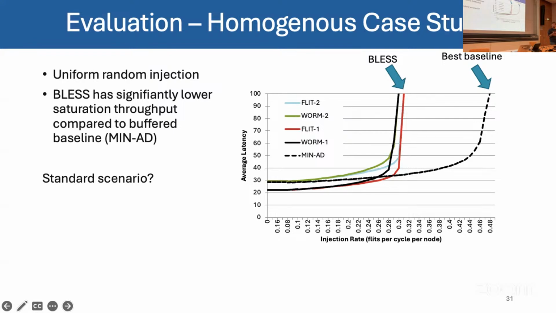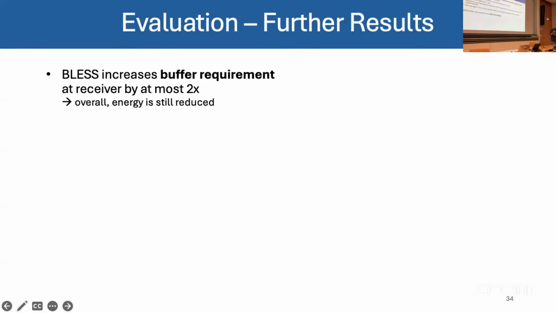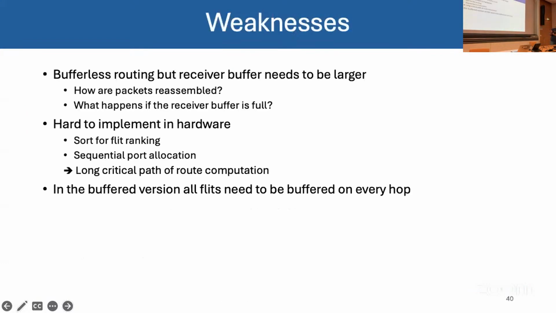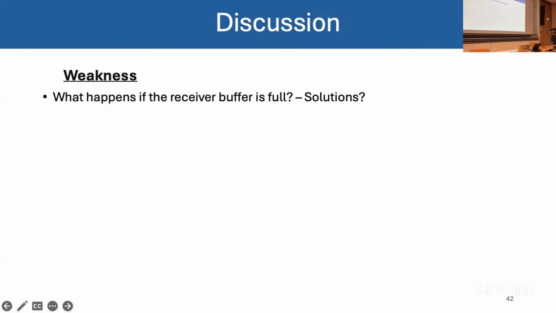Any more questions? Otherwise, we can go to discussion. I've just said one of the weaknesses is that there's no implementation for the case that the receiver side buffer is full, so it has to be really huge anyway. And this could still happen in real systems. It could still happen that in the worst case an error occurs. So do you have any ideas how we could fix this problem?